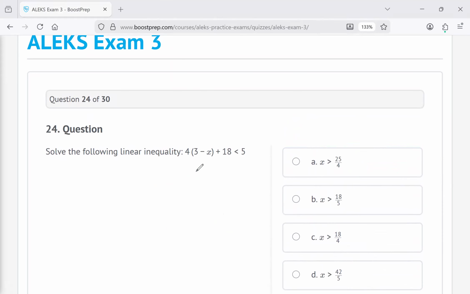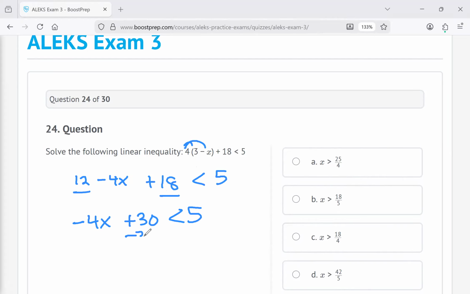Okay, solve the linear inequality. What I would do is FOIL out this 4, so that's going to be 12 minus 4x plus 18 is less than 5. You have negative 4x, and then what's 12 plus 18? 30, which is less than 5.